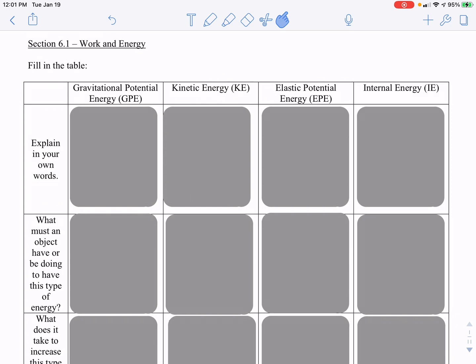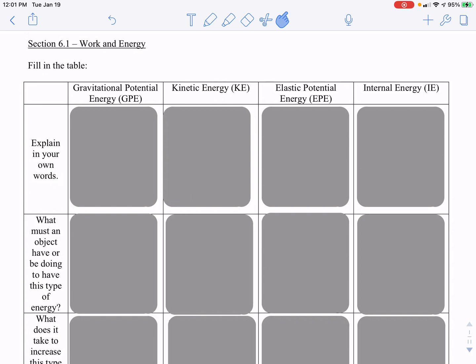Let's begin. In the first section, which you can find in section 6.1 of your electronic textbook, it's asking us to fill out the table for gravitational potential energy, kinetic energy, elastic potential energy, otherwise known as spring potential energy, and internal energy. The first step is to begin by explaining in our own words.